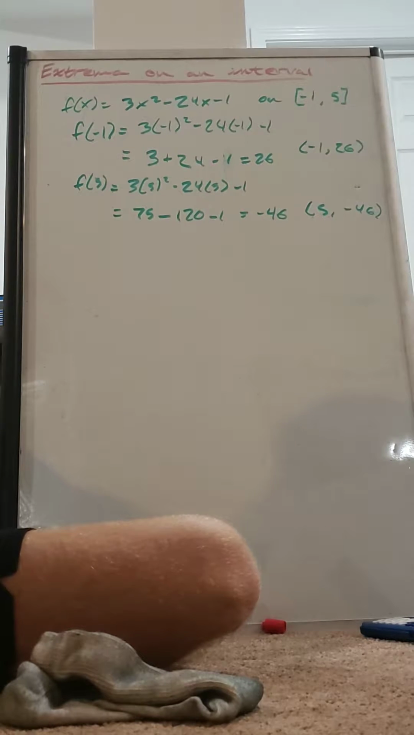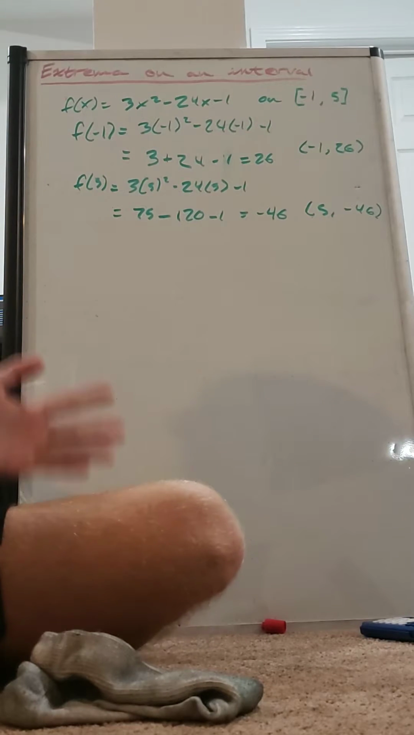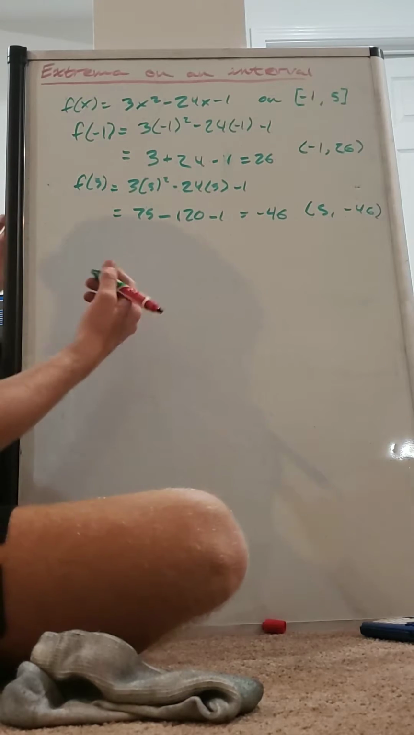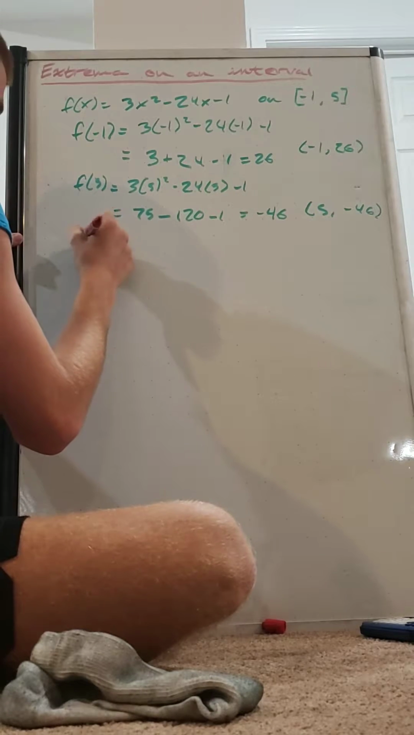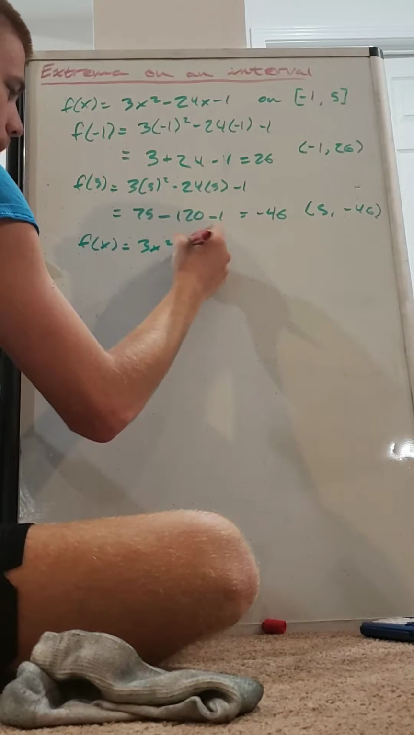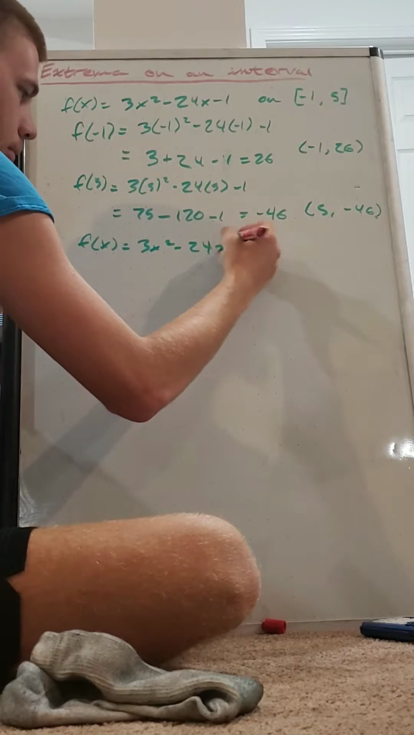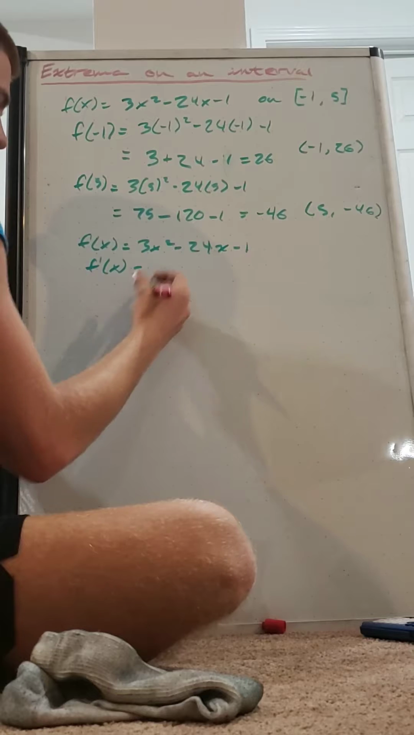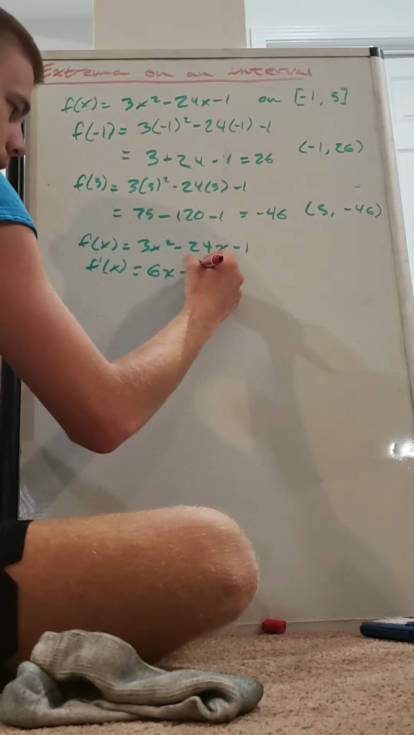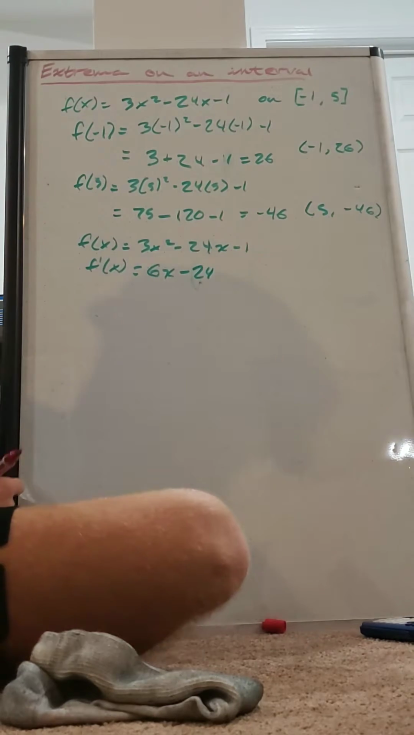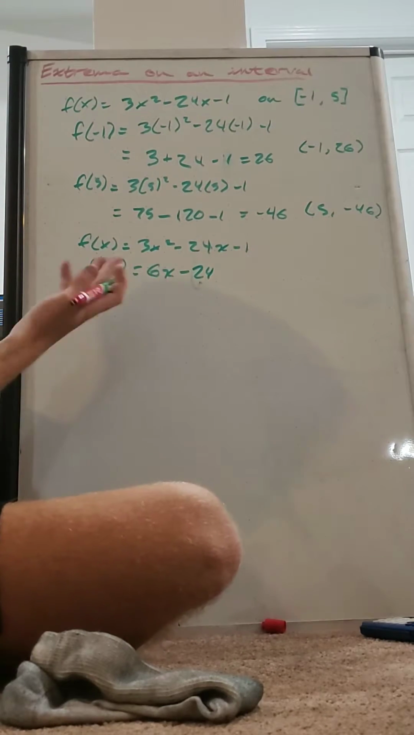Okay, so now we checked our endpoints, but we also have to check wherever the derivative is undefined or 0. So to do that, we have to find the derivative. I'll rewrite it, 3x squared minus 24x minus 1. To take the derivative, use the power rule, that'll be 6x minus 24. Right? And so now we have to check where this is 0 or undefined.